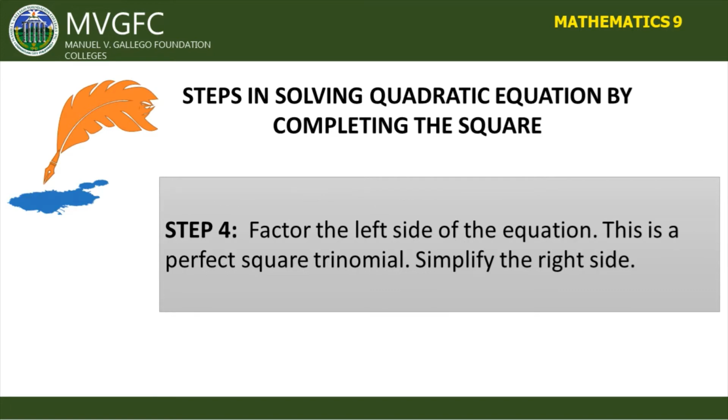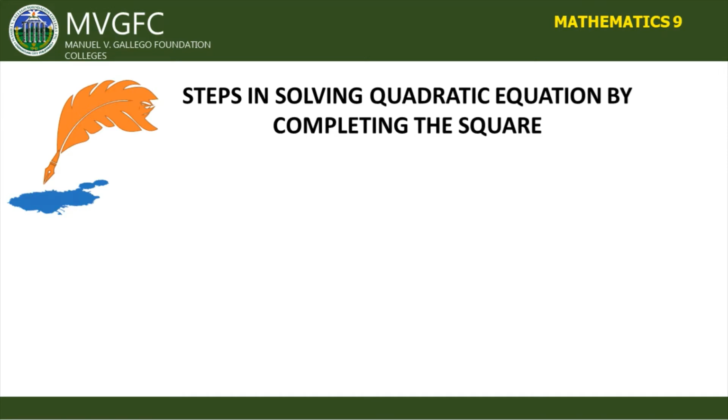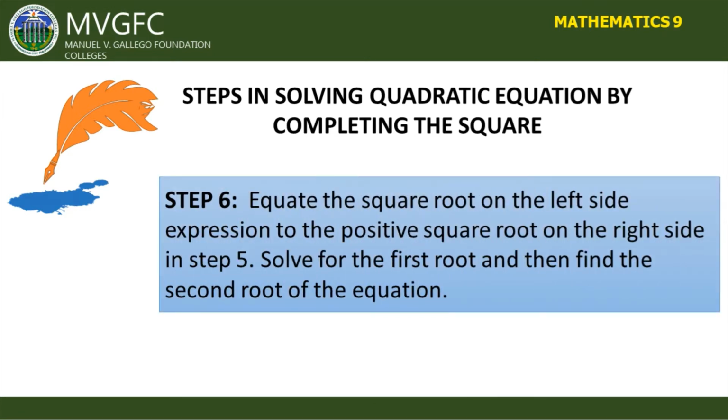Step number 4 is to factor the left side of the equation. This is a perfect square trinomial. Then simplify the right side. For step number 5, you need to take the square root of the expression on both sides of the equation. Write the plus-minus sign before the square root at the right side. Step number 6 is to equate the square root of the left side expression to the positive square root of the right side in step 5.